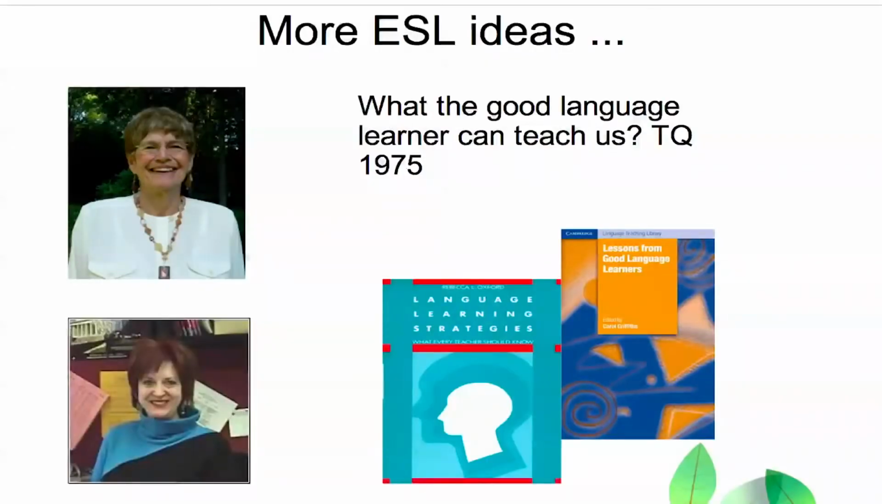More ESL ideas. Again, when I was doing my master's in the 80s, I was exposed to these ideas. Wonderful ideas. I fell in love almost immediately with people like Joan Rubin. Yes, she was very well known for her classic paper, the Good Language Learners. And then Rebecca Oxford sort of followed through and did a lot of stuff on strategies and things like that. Here are some of the ideas that I fell in love with in the 80s.